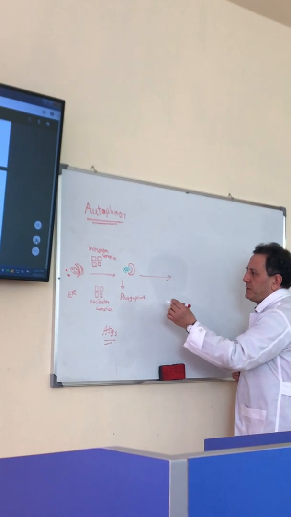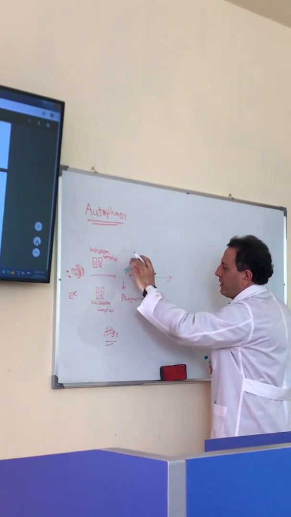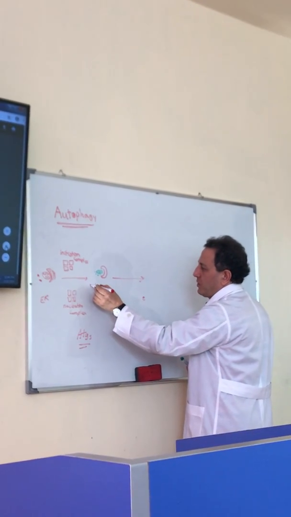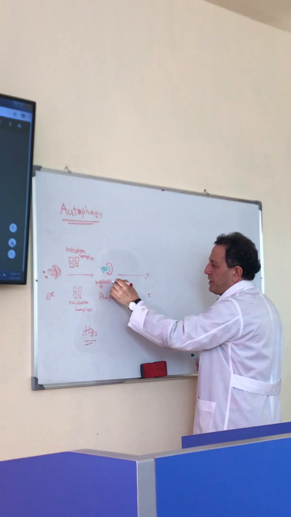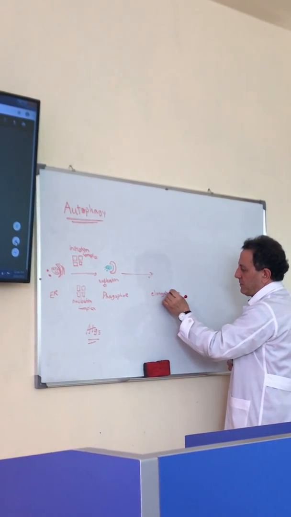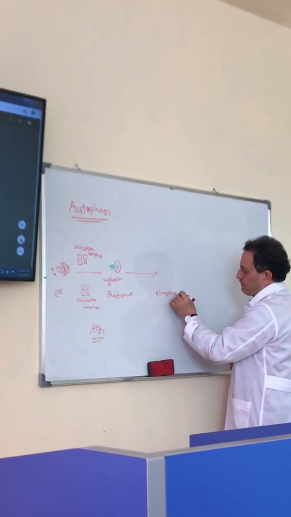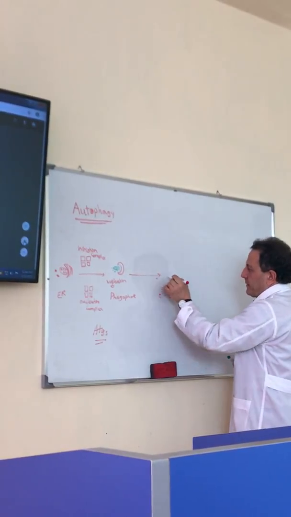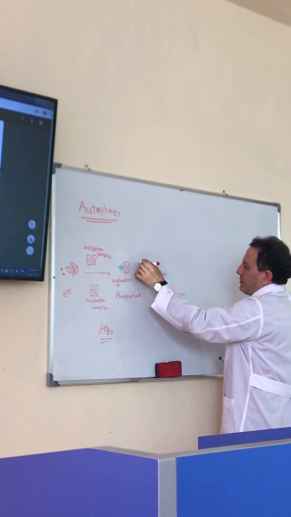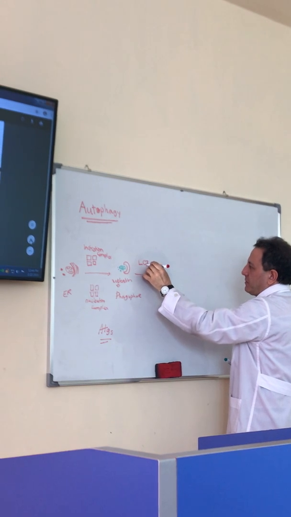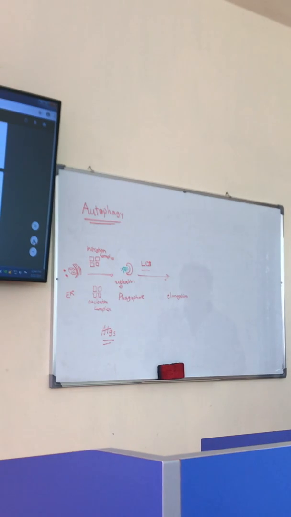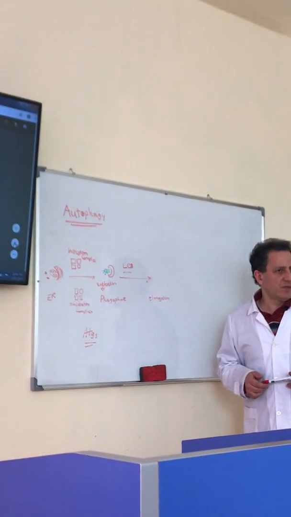Then this membrane should elongate. So after the nucleation, this first step is called nucleation, which makes the phagophore. Then it's elongation. This membrane elongates and closes by LC3. LC3 is a ubiquitin type of protein that we talked about.